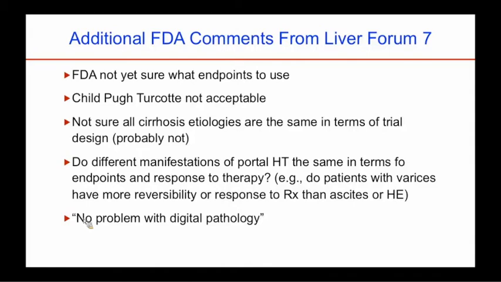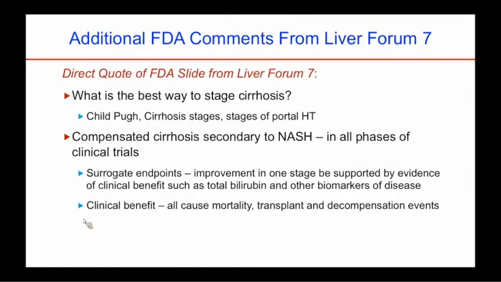She also said they have no problem with digital pathology, and I'll return to that in a minute because it was an abstract from Zach Goodman that starts to use digital pathology instead of ordinal scoring. Other things she said, what's the best way to stage cirrhosis? They don't know. Compensated cirrhosis secondary to NASH in all clinical trials should include surrogate endpoints, and I'll talk more about that, as well as evidence of clinical benefit if they can.